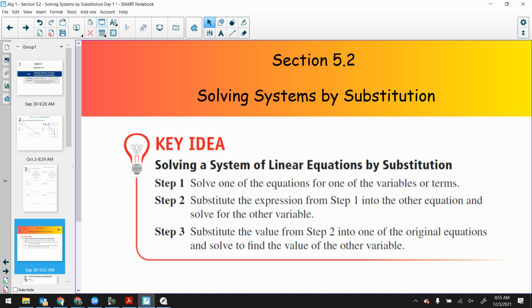And then by the end of step three, you should have your full answer. You take that x equals or y equals a number and just plug it back into one of the original equations and solve for the other coordinate.